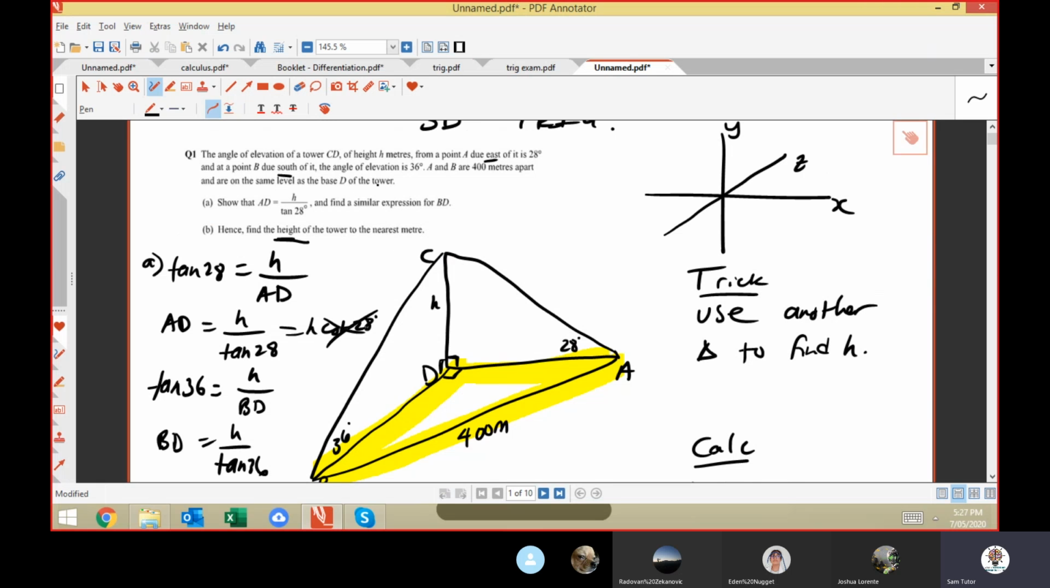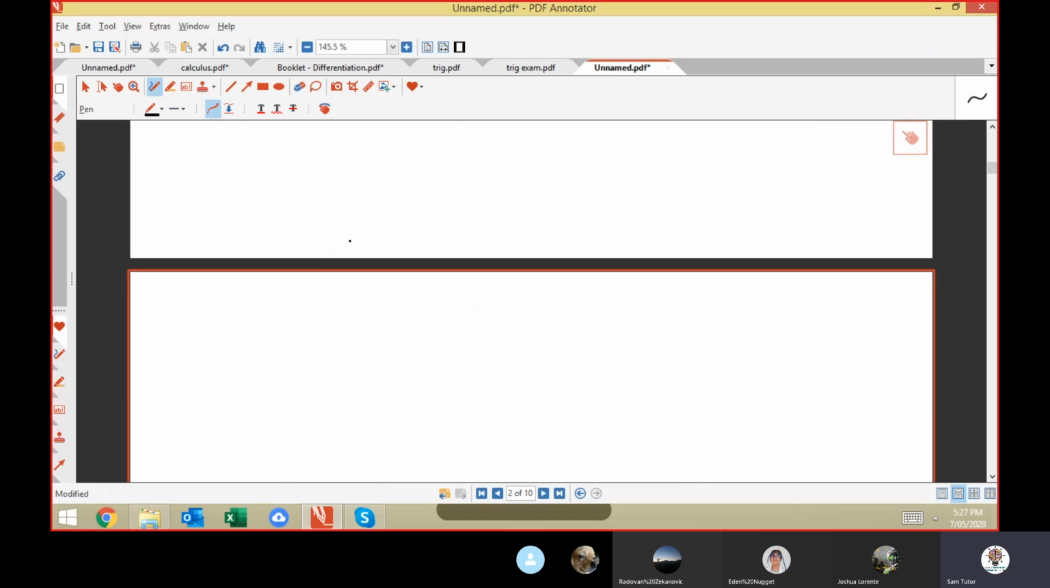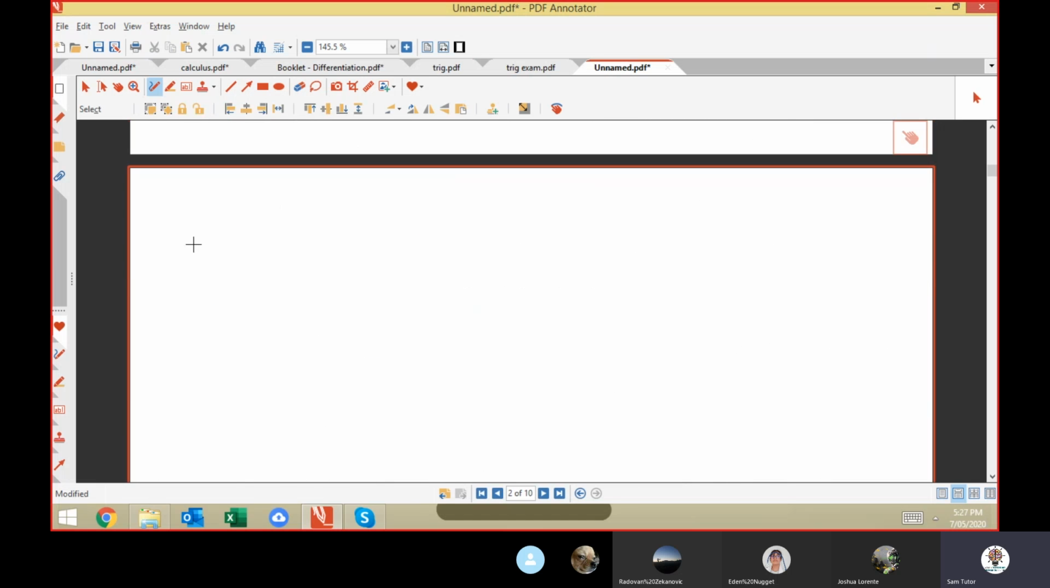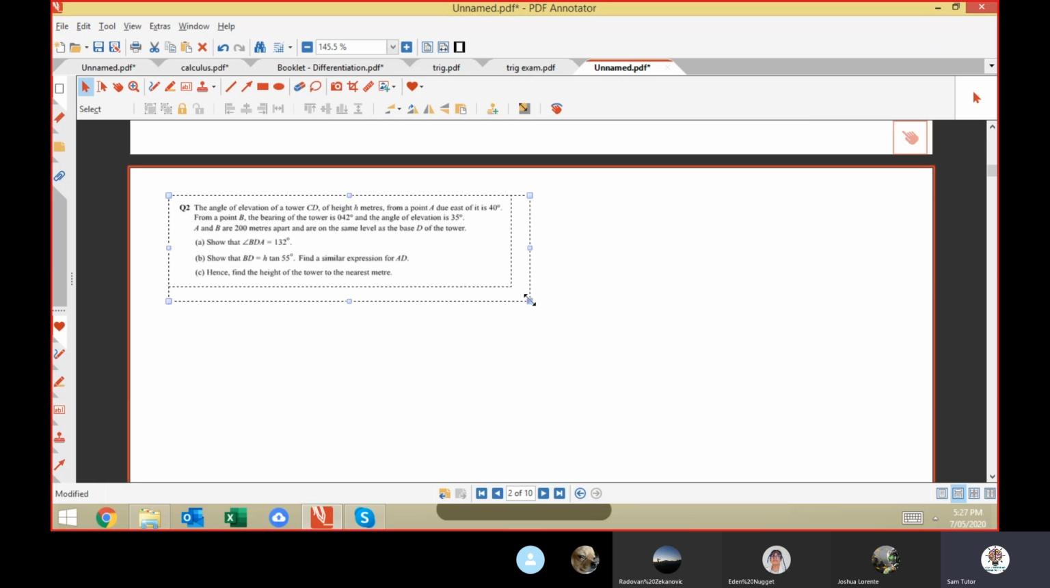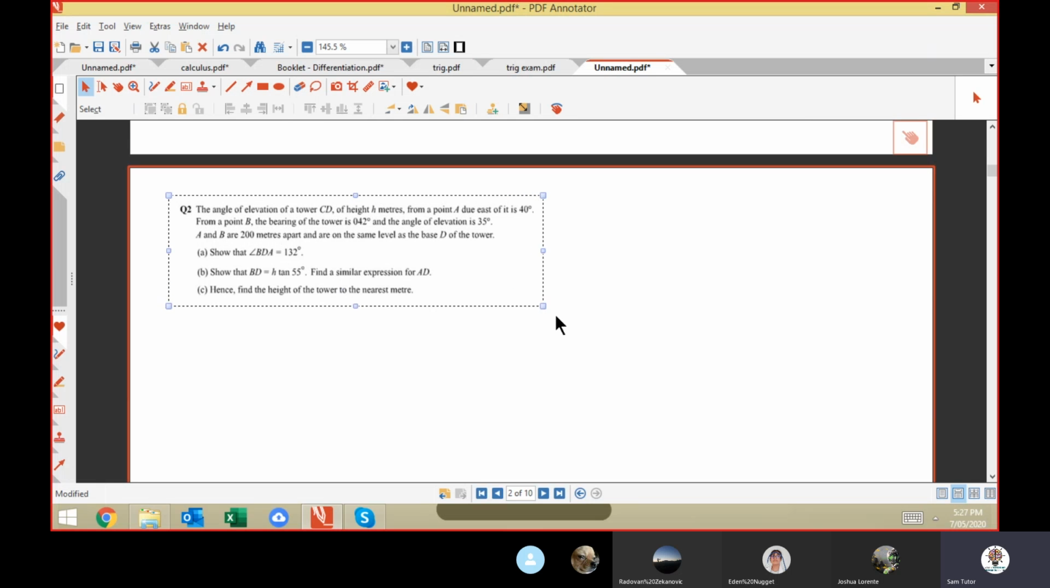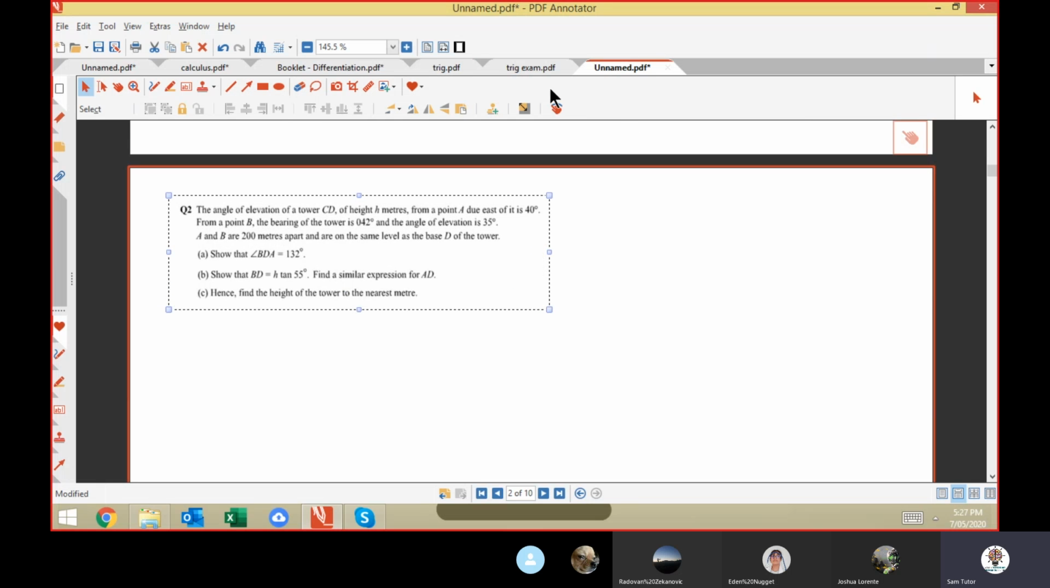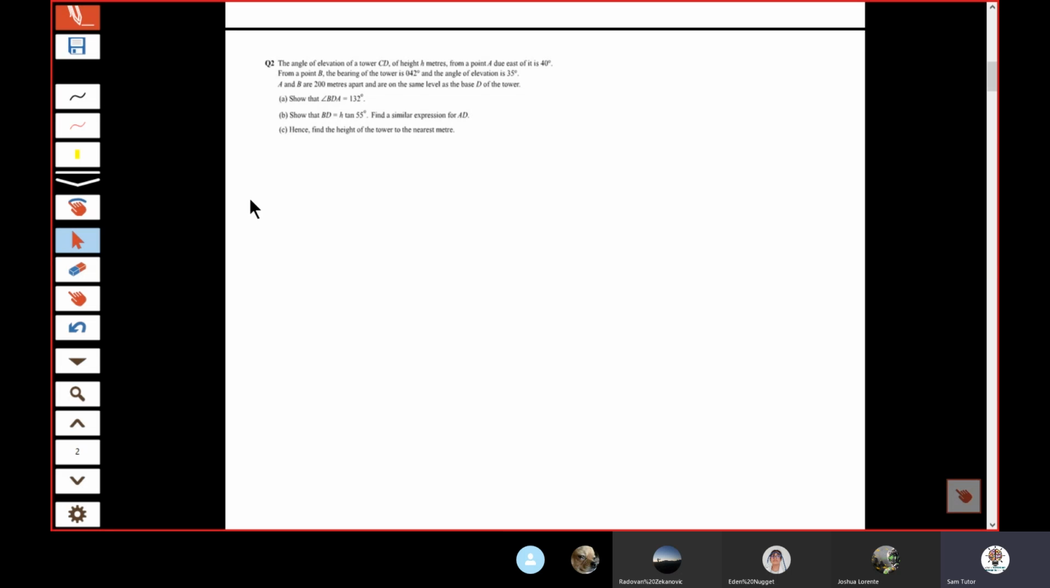And sometimes you're going to be given bearings. So you've got elevation, but we need bearings as well, which I think is the next one anyway. So we'll do this one. Have a read of that. Draw up your diagrams, and then I will get started as well.